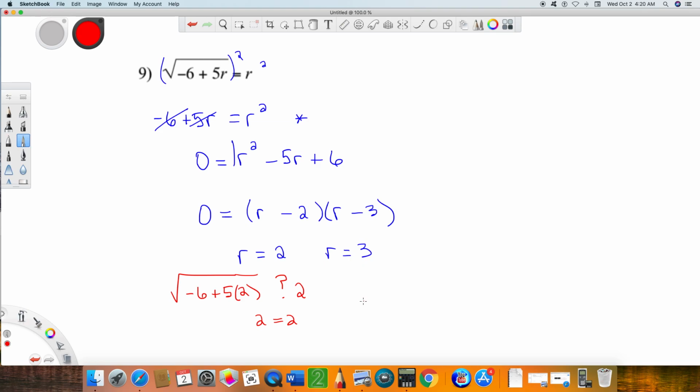What about r equals 3? We've got negative 6 plus 5 times 3, and this time the big question is, does that arithmetic result in 3? So negative 6 plus 15 is 9, and the square root of 9 is 3. So yes, it checks, and both of these are in our solution set.